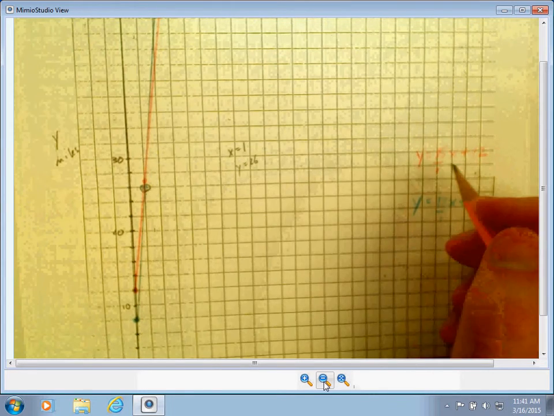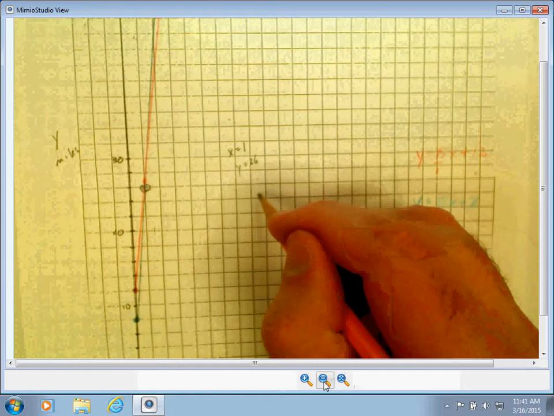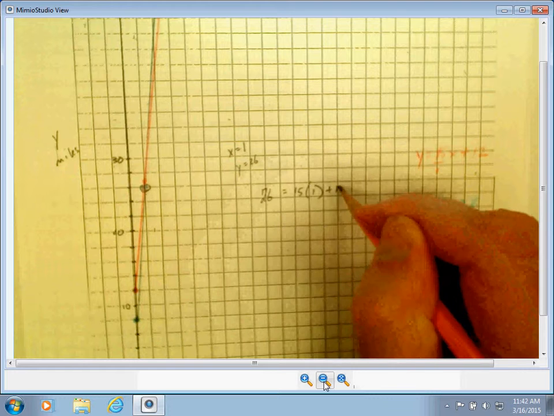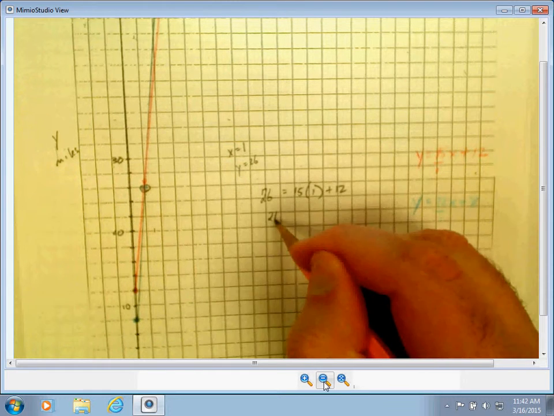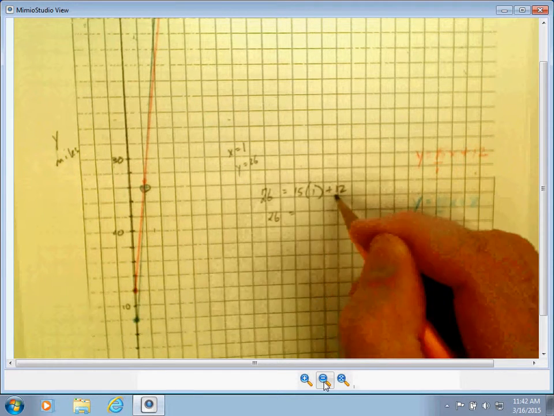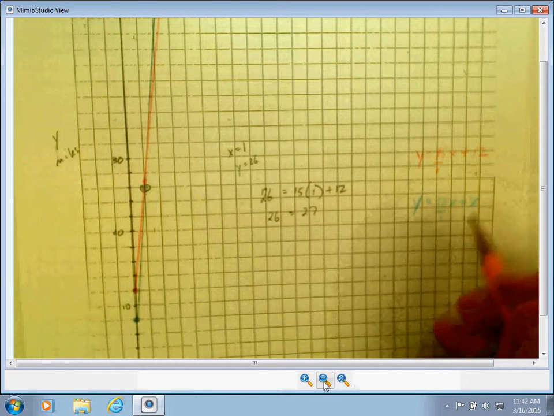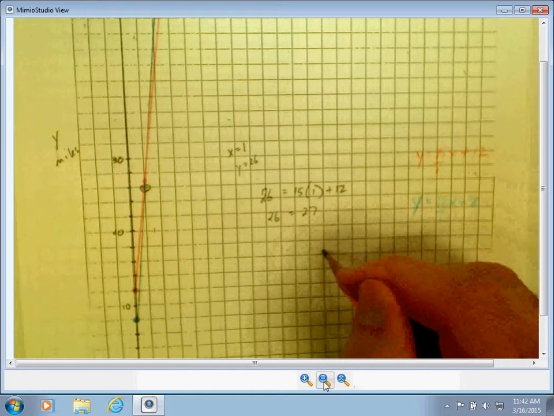If we go to the graph with y, the first one, if we put 26 in for y, and then it would be 15 times 1 plus 12. This is 26 equals, this is 15 plus 12, 27. So it's not exactly correct, but that's awful close. And that might be all we can do with a graph this steep.